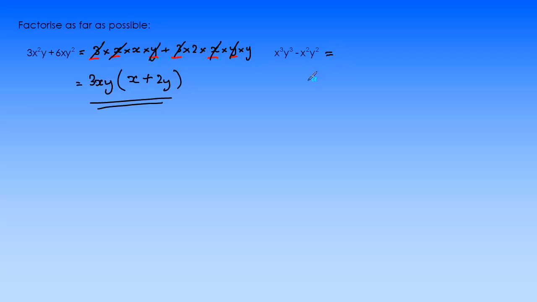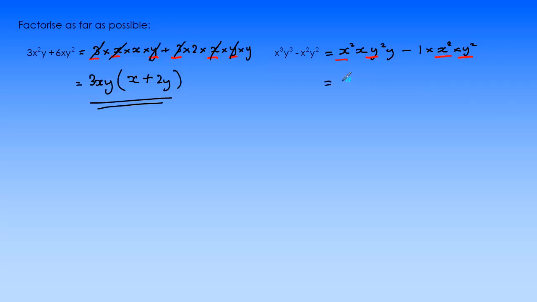We can do the same sort of thing here, but note this is x cubed y cubed and x squared y squared. So x cubed I can write as x squared x, and y cubed I can write as y squared y. And then over here we've got 1 times x squared times y squared. And you'll see why I put the 1 in a moment. So common, we have x squared and y squared.